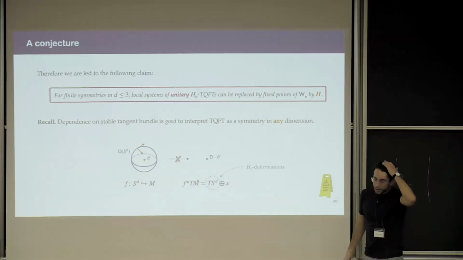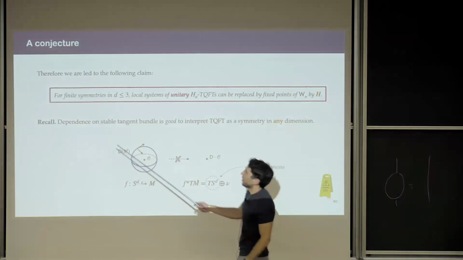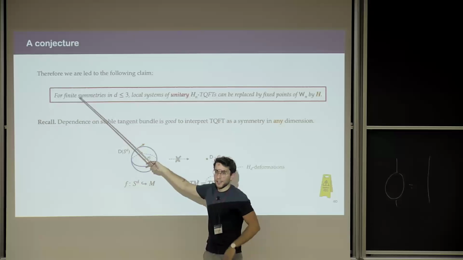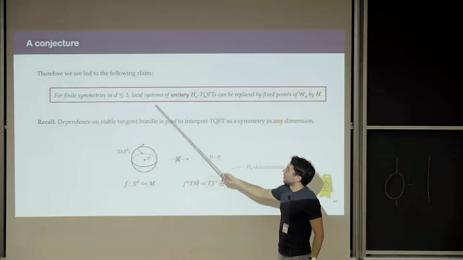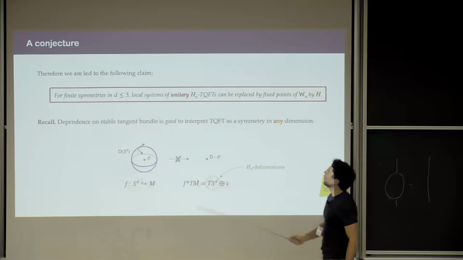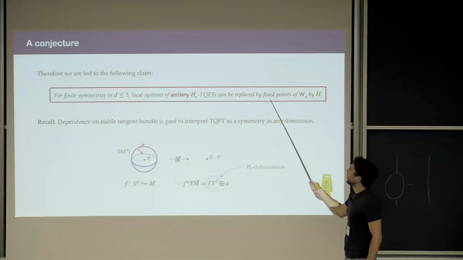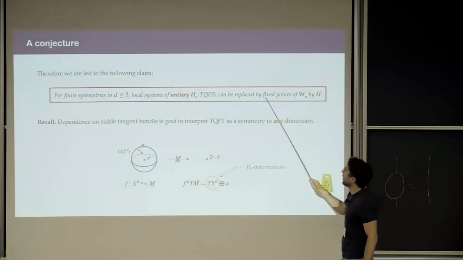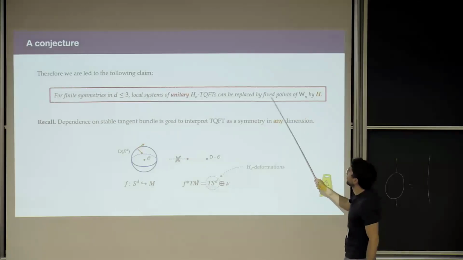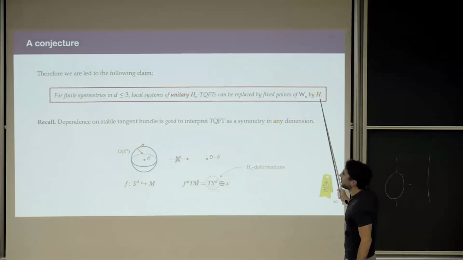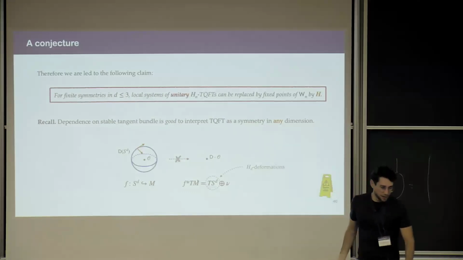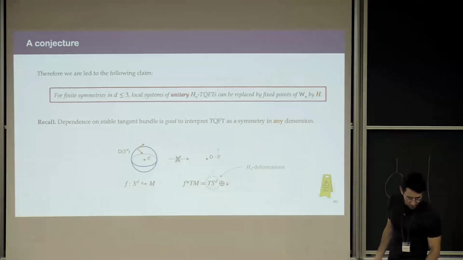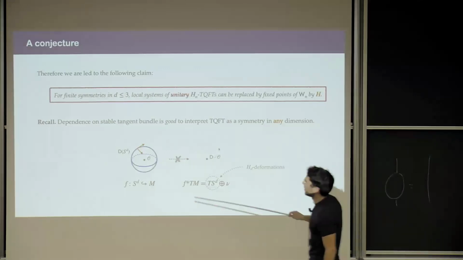Therefore, what does it mean? It means that we actually expect that, as long as we are worried about the description of finite symmetries and local systems for finite symmetries in dimensions less than or equal to 3, the local systems of unitary TQFTs can be rightfully replaced by the correct notions of VEC and so on, which literally means looking at the fixed point of the correct universal target for TQFTs with respect to the stable versions of your group.